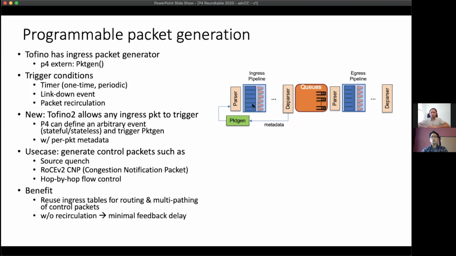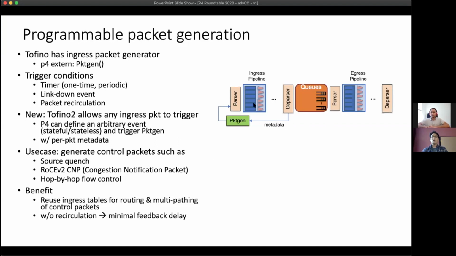So the benefits of generating such control packets using this ingress packet gen engine are twofold. First one is whether this control packet is destined to the immediate next neighbor, or some of the control packets are destined to multi-hop away end-host nodes. That would be the case for the source quenching. Then we would definitely want this control packet to be looked up by the routing and also multipath table, so that we can do the proper load balancing, etc.